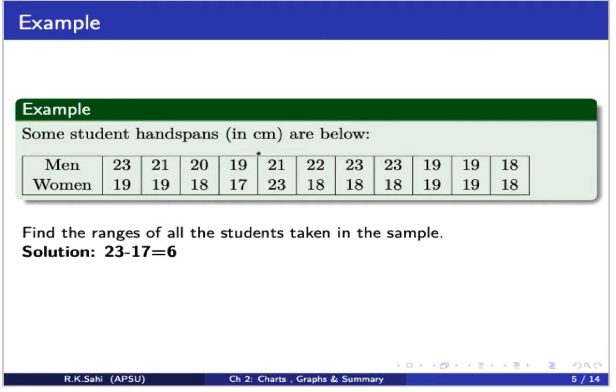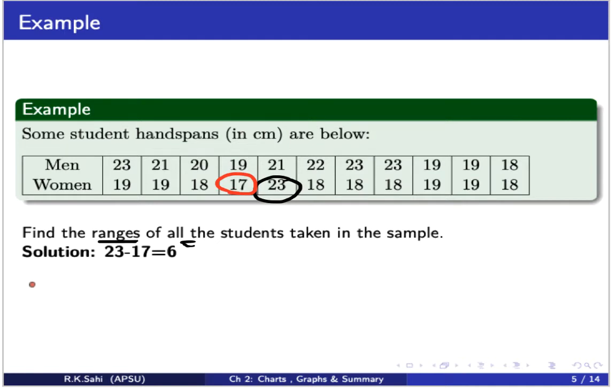So here we're going to look at some of the students' hand spans in centimeters. These were randomly picked from one of the surveys I had done in my class. I have the hand spans for men, there are 11 of them, and 11 I picked from women. Now it says find the range of all the students, men and women together. The highest value, notice, is 23 and the smallest is 17. So the difference between 23 and 17 gives us the range, which is 6.